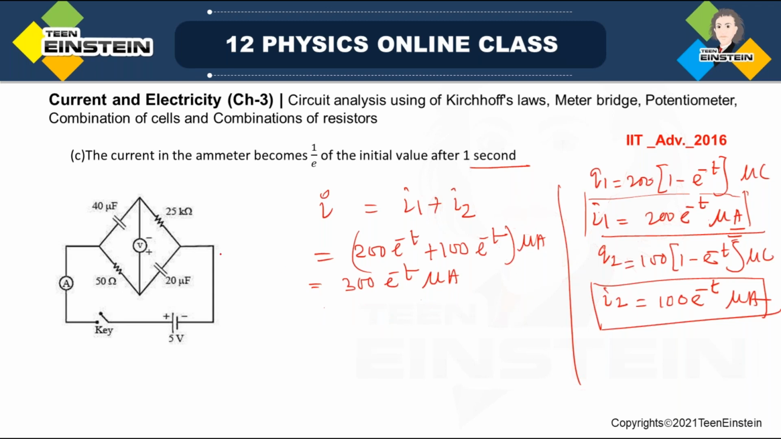So now at t is equal to 0, that is the initial current. Initial current at t is equal to 0 will be 300 microampere, right? 300 microampere.